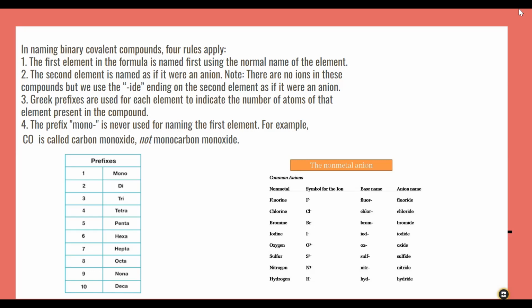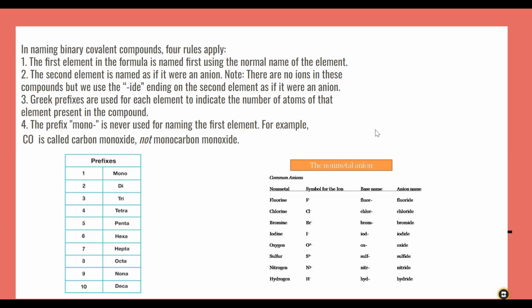Note there are no ions in these compounds, but whatever the second element is, you write the IDE name, which you get from here, the common anions. Remember, a covalent bond involves 2 or more nonmetals only. You name the first element exactly the way the name is in the periodic table, and then you name the IDE name of the second element.